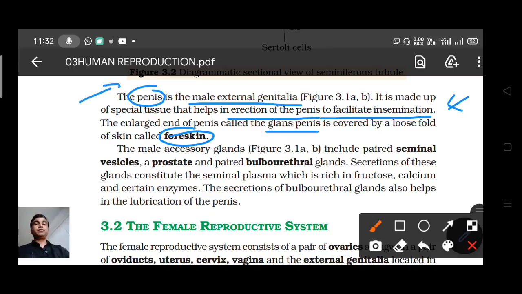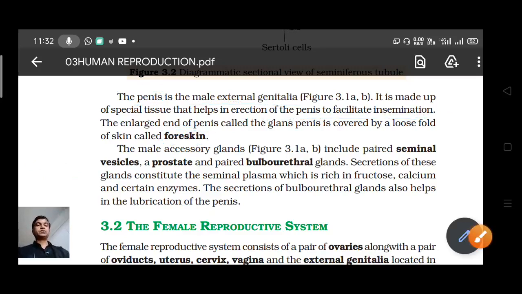When you observe, the penis has special structures, which we studied in board work. It consists of corpora spongiosa and corpora cavernosa. These are the tissues. Whenever blood flows into them, they become erect. Clear? That is why the human male copulatory organ is erectile in nature.